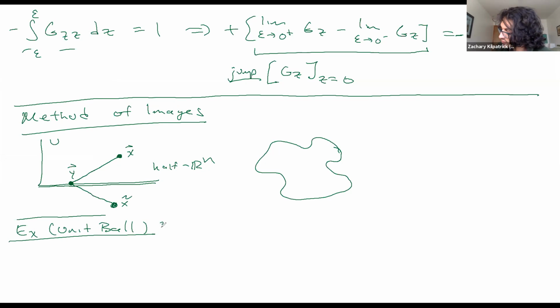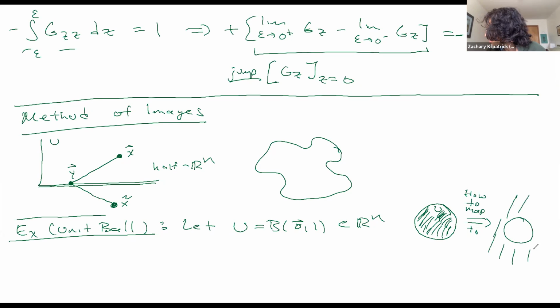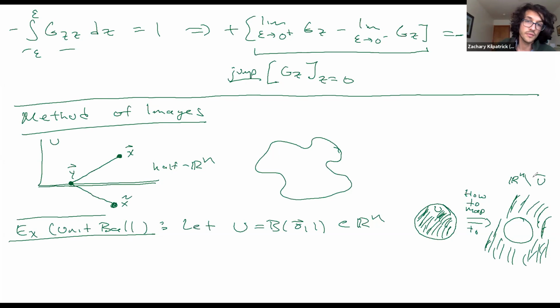So the unit ball. What's the unit ball? We've met this object many a time. So we have a domain that is just centered at the origin and has radius 1. And the question really is, if I have this as my domain here, the open bounded ball, how to map to the following domain, which essentially is going to be R^n with the closure of U removed from it.